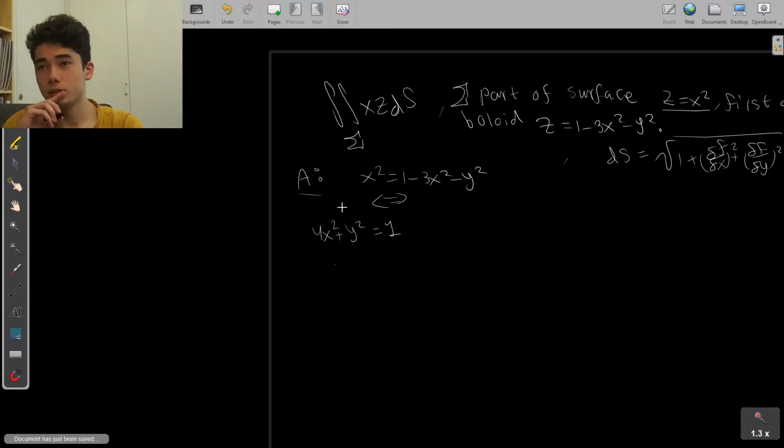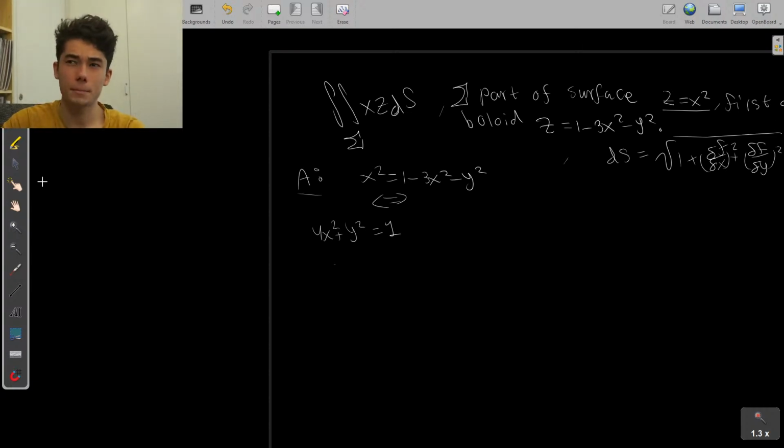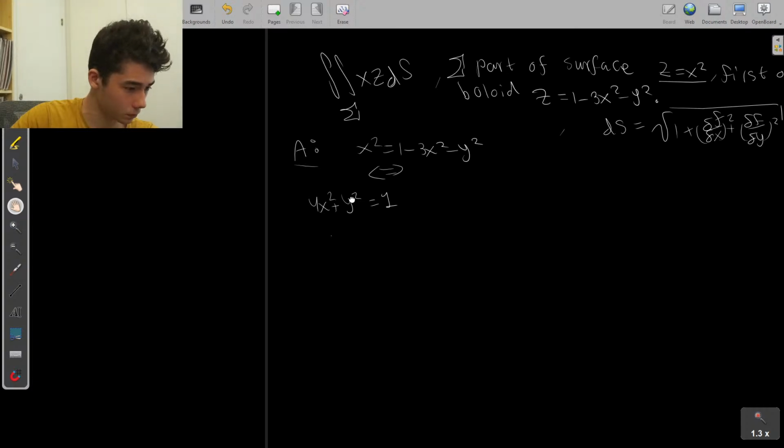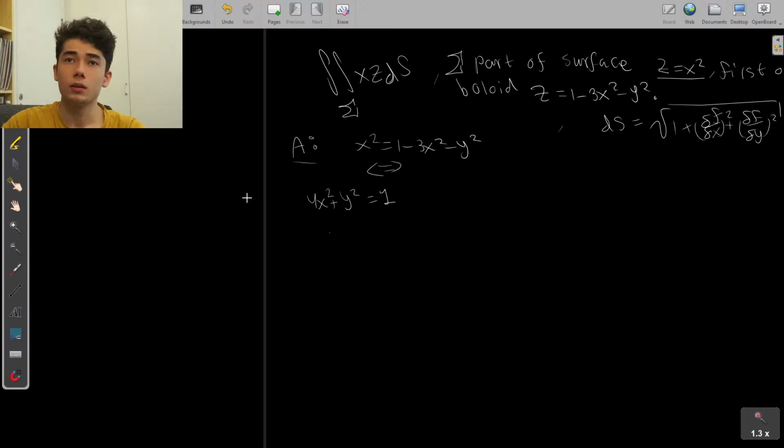And this we can see as an ellipse. Yeah, I think it's kind of obvious. I think I did something wrong in my notes actually. Yeah, that makes no sense. Yeah, and this maps to some kind of ellipse like this, I think.